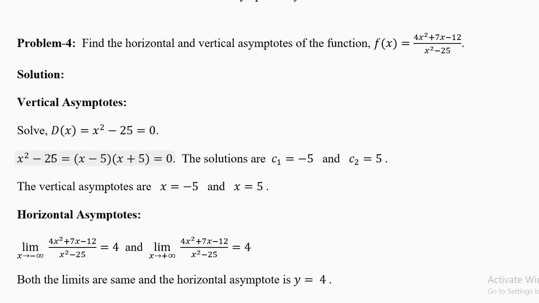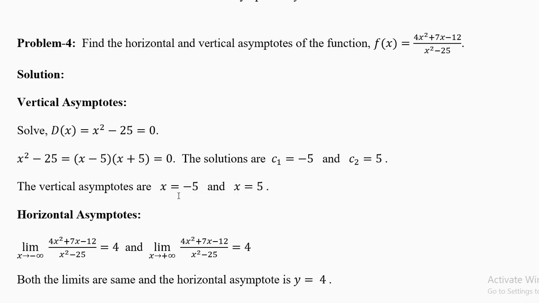X squared minus 25 is, use the two-term factorization from the last chapter. 25, put in the calculator, square root, you will get 5. x minus 5 into x plus 5 equal to 0. The solutions are: x minus 5 will give you plus 5, x plus 5 will give you minus 5. The order is important in some places, so that's why I'm maintaining the order. The two vertical asymptotes are x equal to minus 5 and x equal to 5.